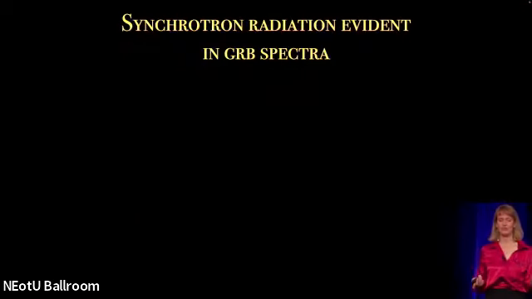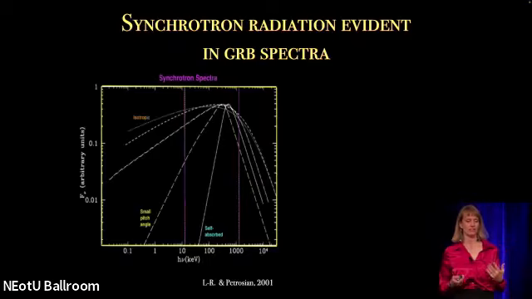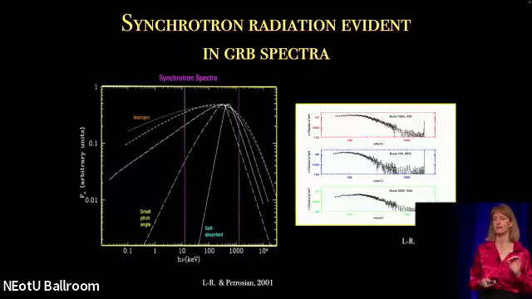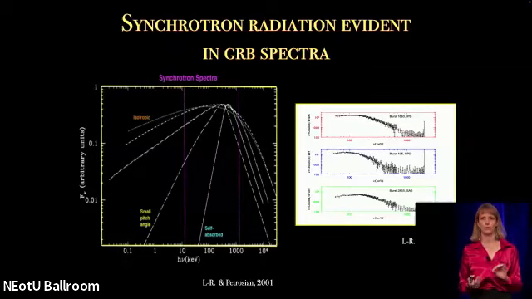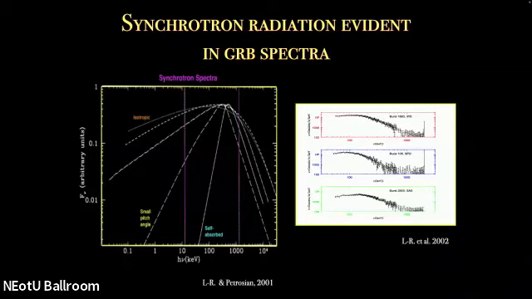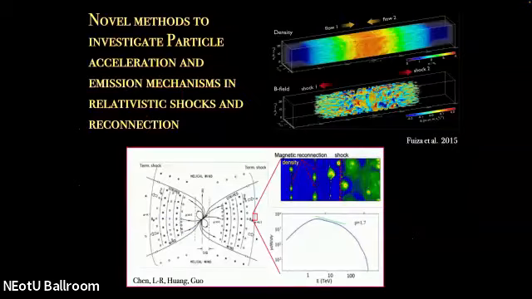Okay, so synchrotron radiation is evident in GRB spectra. And I want to emphasize, not only in the afterglow, but the prompt emission as well. There've been a lot of papers challenging that, but in fact, it fits the prompt emission, the gamma ray emission spectrum, very, very well. So we know there are magnetic fields and energetic populations of electrons in these relativistic jets. Okay, so how do we make those?